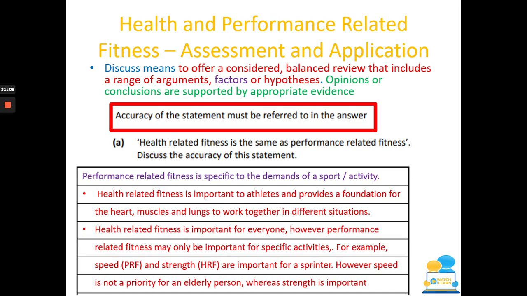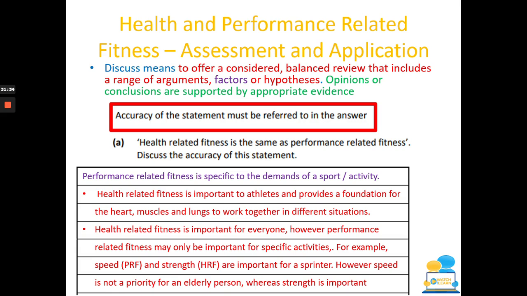Health-related fitness is important for everyone, no matter who you are. The components of health-related fitness are important. However, performance-related fitness may be only important for specific activities. So for example, speed and strength are important for a sprinter. However, speed is not an important priority for an elderly person. Speed is a performance-related fitness component, and being able to sprint really isn't a priority for an elderly person, whereas strength is important.